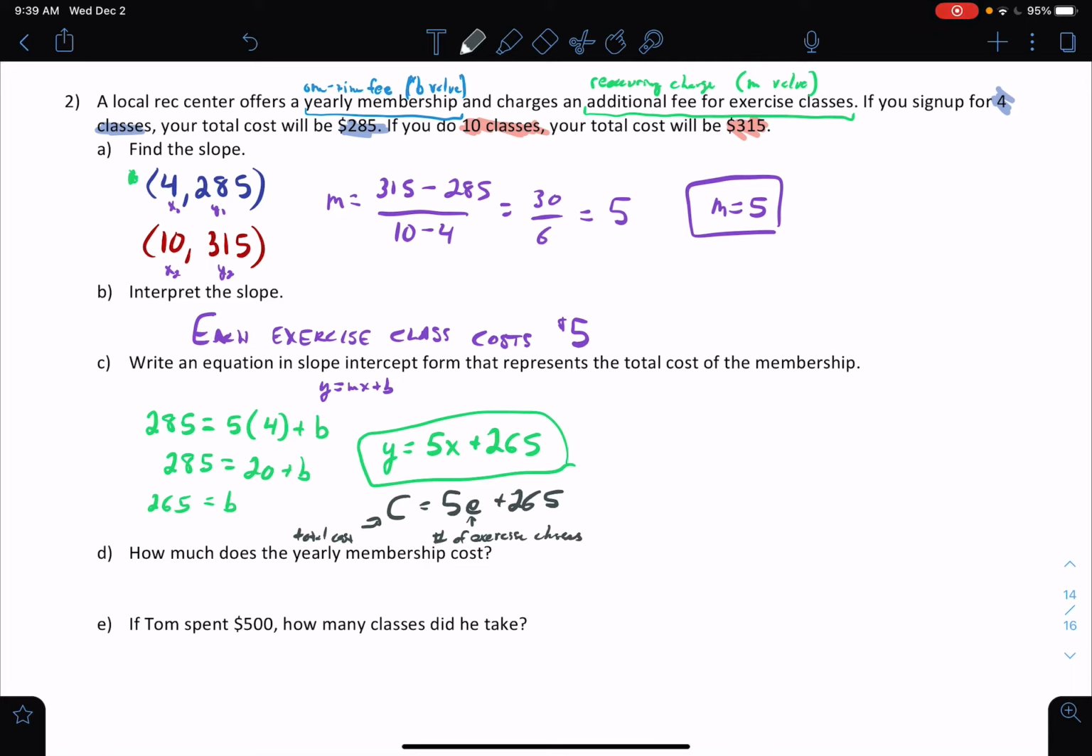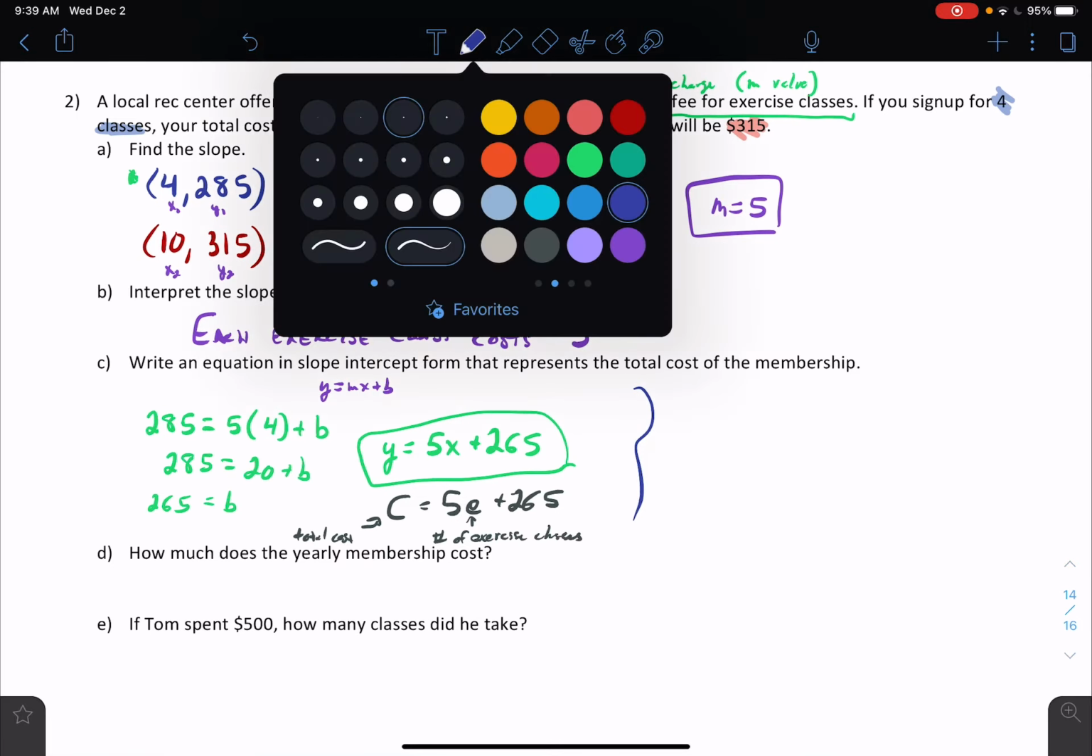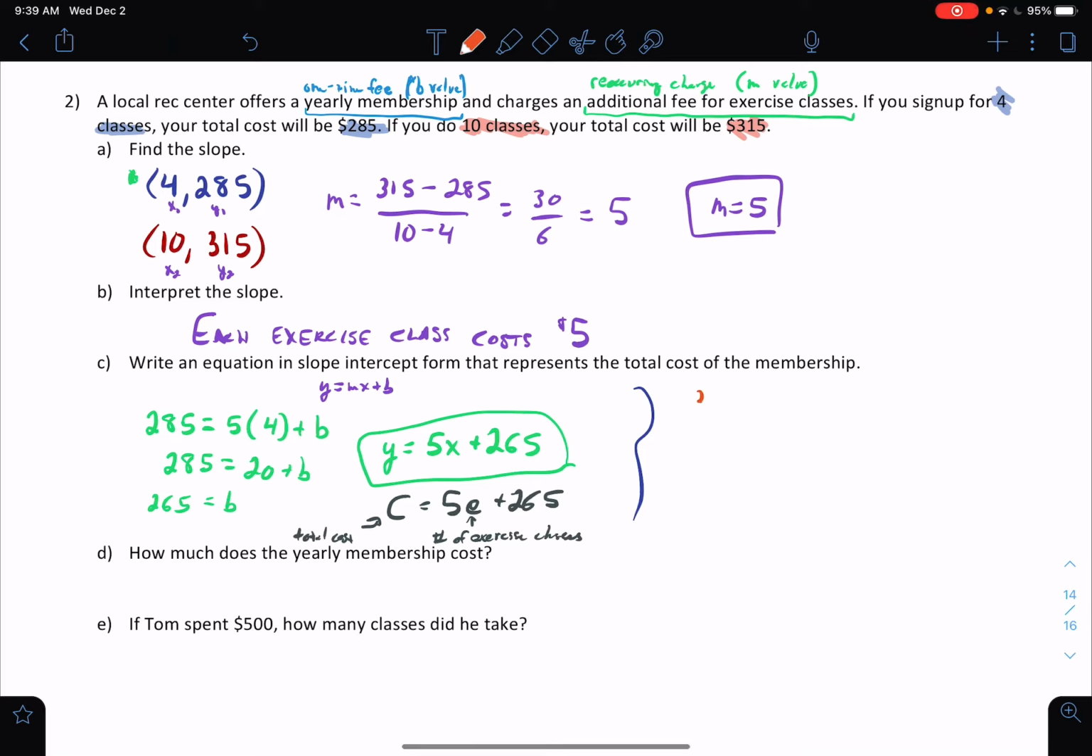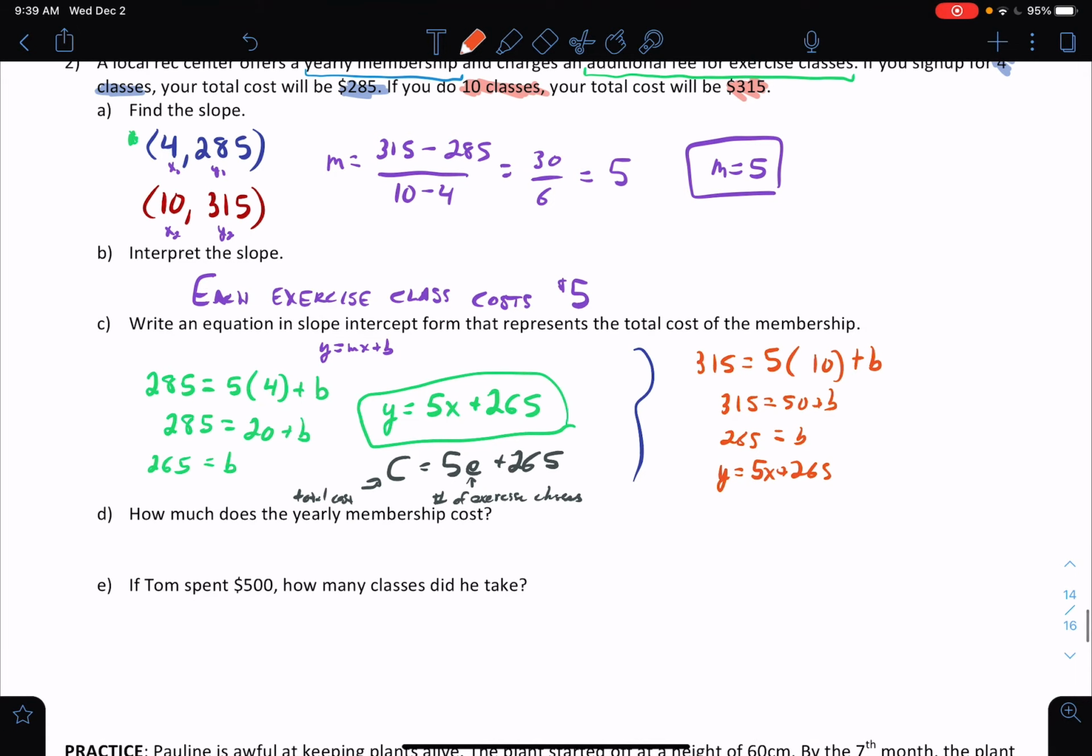Okay, either one works. And just to show you that it doesn't matter which point you use, if I use the other point, plug in 315 for y, plug in 5 for m, plug in 10 for x, don't know my b value, you'll see that my b value is the same. Okay, that's a way that we can check our answer just to make sure we're right. But our b value is the same, so the equation of the line with this point would be the same exact equation. All right? So now that we've got our equation, we know what the 5 represents. The 5 represents the charge per exercise class.